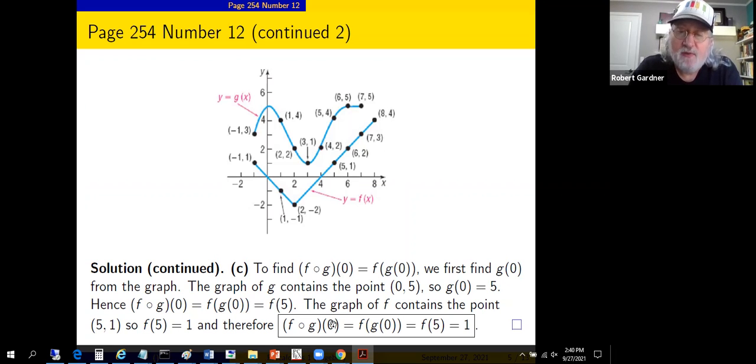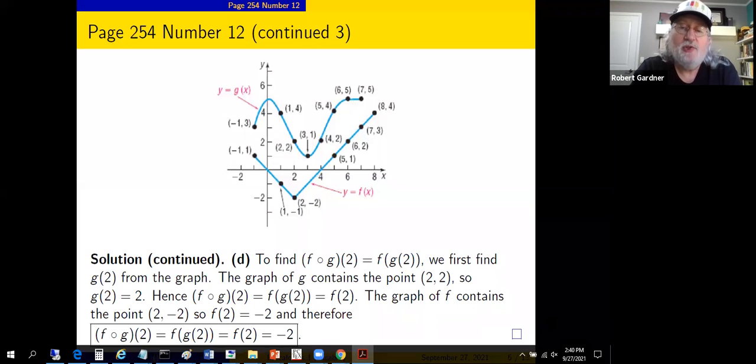f composed with g of 0 is f of g of 0. g of 0 we saw was 5 right here, and we just saw that f of 5 is 1 by looking at the graph. So that's the answer to this one. Let's do the final one. It also is an f composed with g. Question, f composed with g of 2. That is f of g of 2.